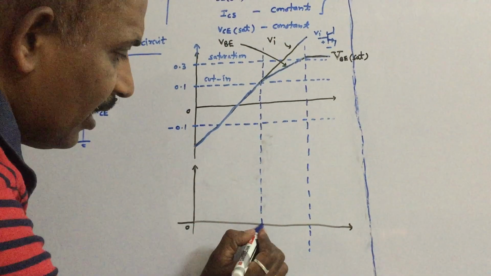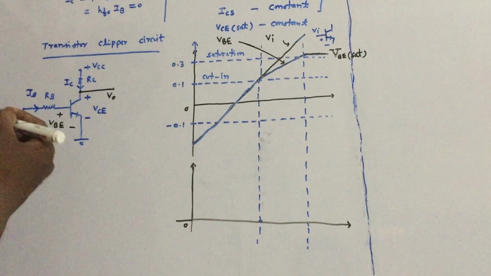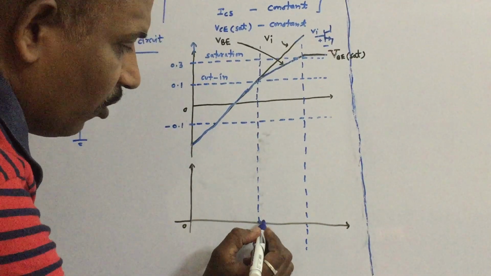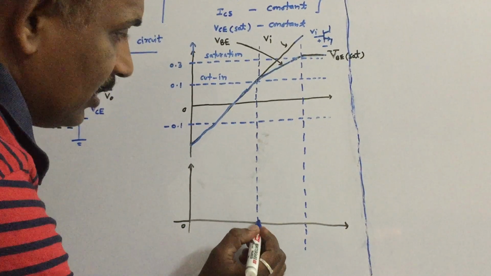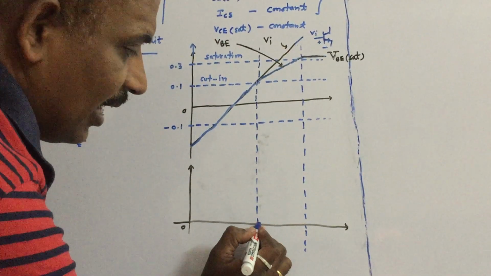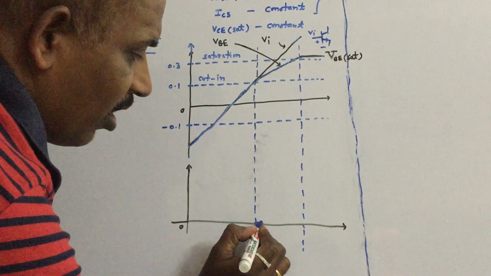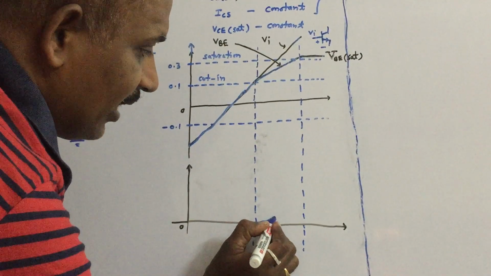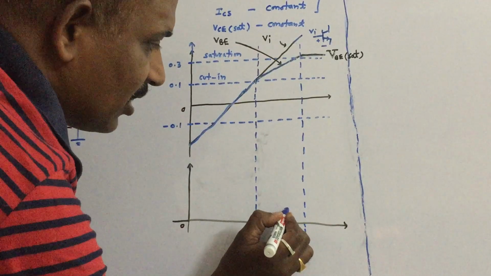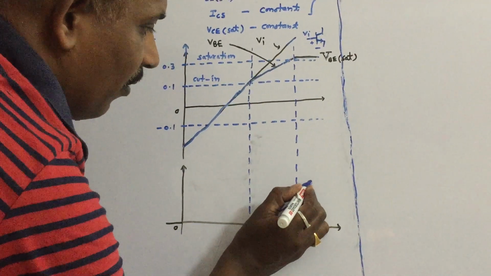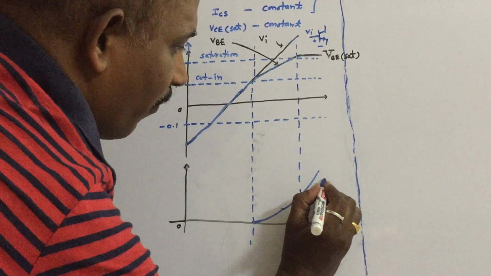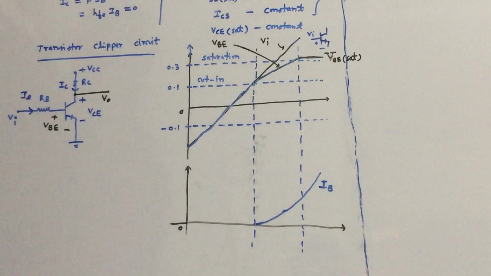Till this point of input voltage, cut-in voltage, what is the base current? As I explained in the first diagram, the base current is 0. Once the input voltage is greater than cut-in voltage, the base current starts increasing exponentially, as you know from the VI characteristics of a diode. So this is the base current IB.